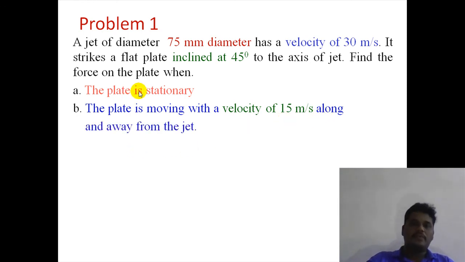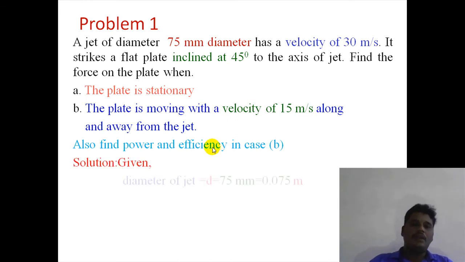Now, we assume the plate is stationary, it is an inclined plate, and then the plate is moving with a velocity of 15 meters per second. V is given as 30 meters per second, the diameter is 75 mm, and theta is given as 45 degrees. We also have to find the power and efficiency. In case A, power and efficiency are not there because the plate is stationary. But in case B, we have to find the power as well as the efficiency.